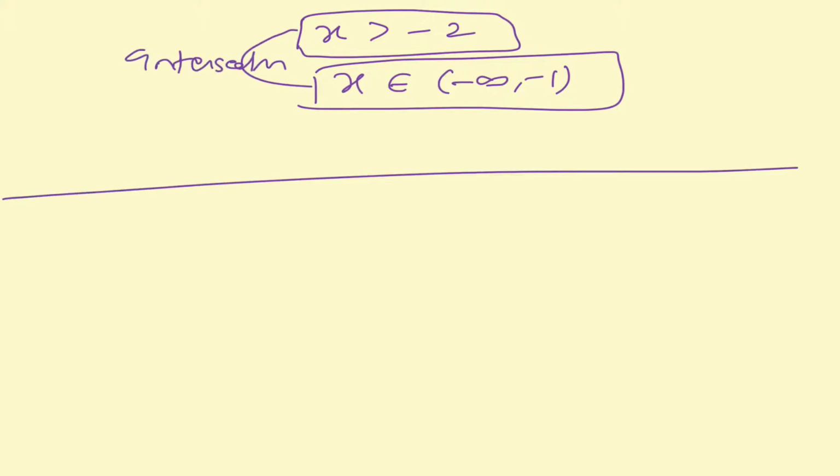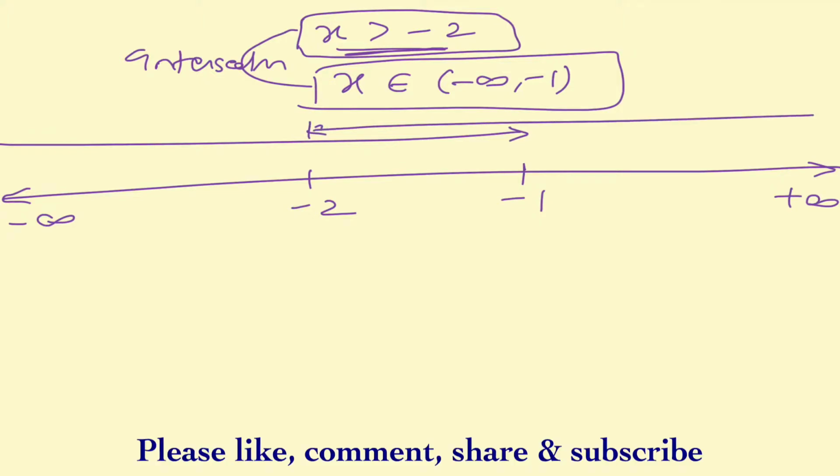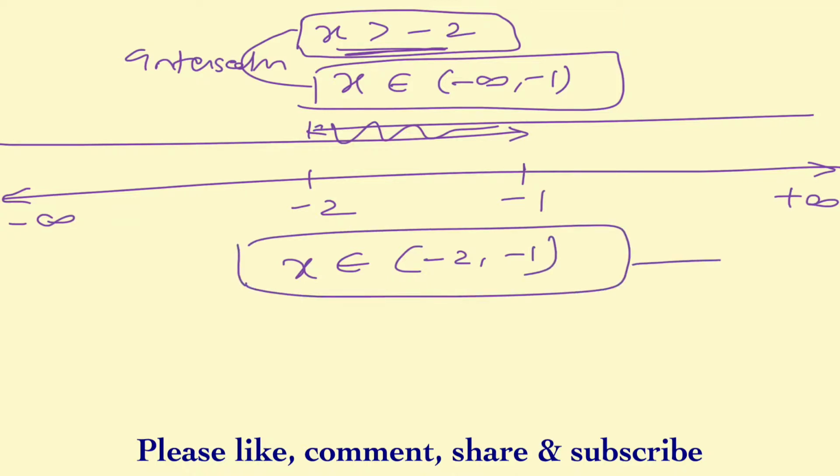For the intersection, on the number line with minus infinity on one side and plus infinity on the other, we mark minus 2 and minus 1. The range minus infinity to minus 1 is this, and x greater than minus 2 is this. The common part is this, so x will be the open interval minus 2 to minus 1. This will be the answer in the first case.